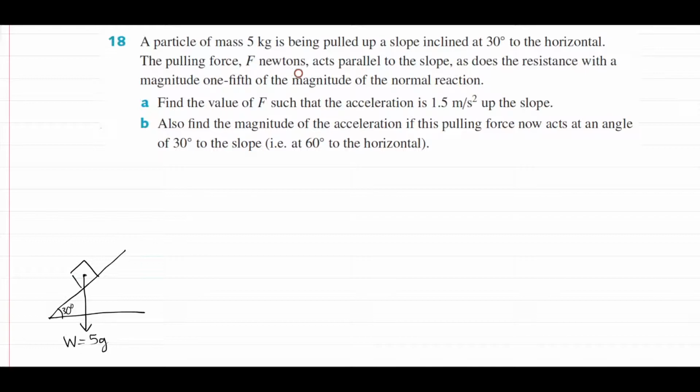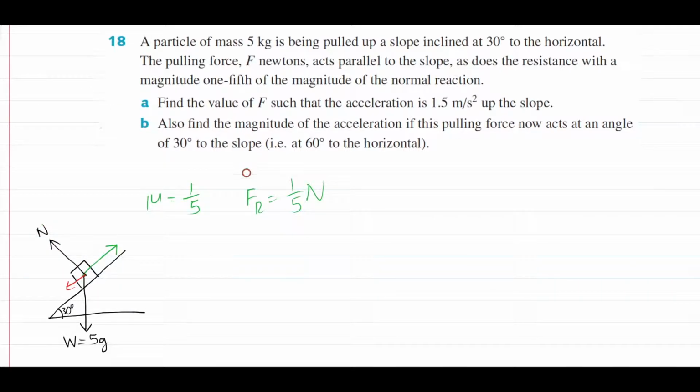The pulling force F newtons acts parallel to the slope, as does the resistance, with a magnitude of 1/5 of the magnitude of the normal reaction. So you have a force pulling it up the plane, parallel to the slope, and you have a resistance. So there is friction here. Resistance we know is 1/5 of the magnitude of the normal reaction. So basically Fr equals 1/5 of N, so mu is 1/5. Okay. So friction right here, and yes, we do have a normal force as well.